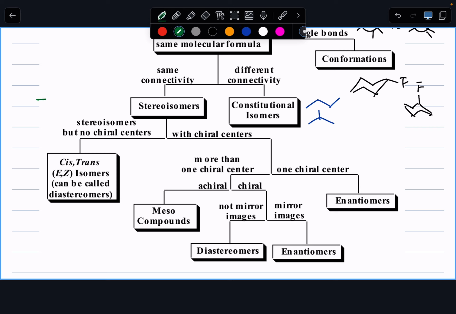So for example, you can have a cis difluoro double bond, versus a trans difluoro double bond. Since we're looking at a double bond, you do not have free rotation over a double bond. So in this case, these are stereocenters, but they are not chiral centers.